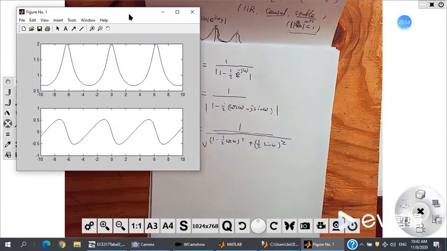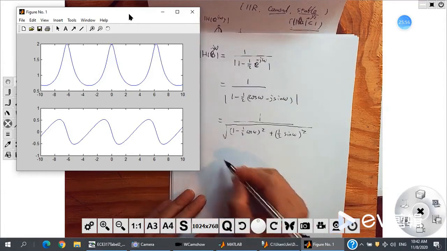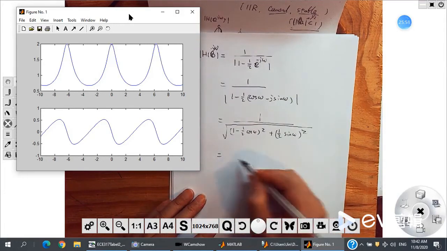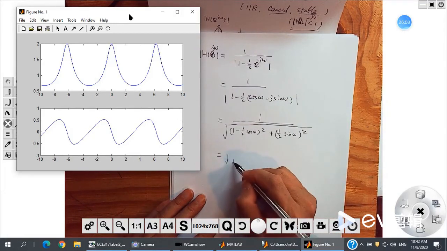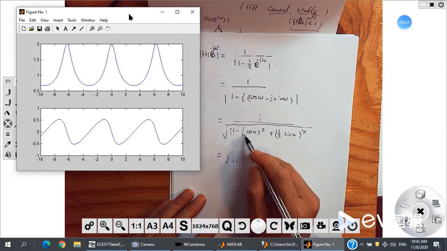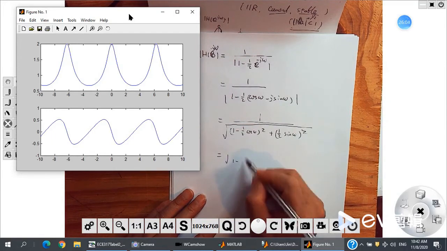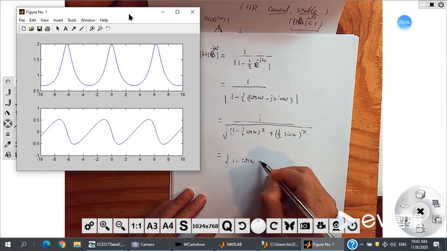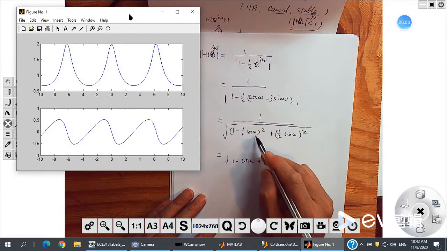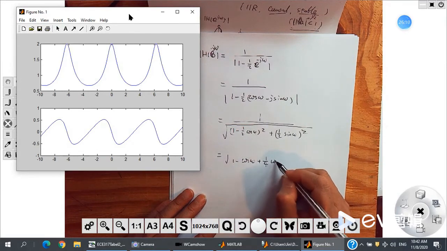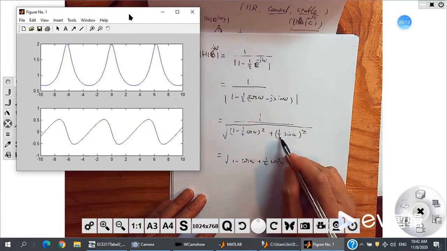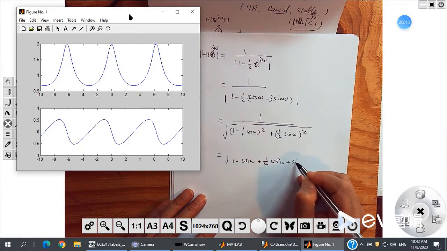This is a function. If you want to simplify, I think we can. This is 1 minus 2 of these, which is just 1, and the cosine ω, and plus 1/4 cosine squared ω, and this is another 1/4 with sine squared ω.